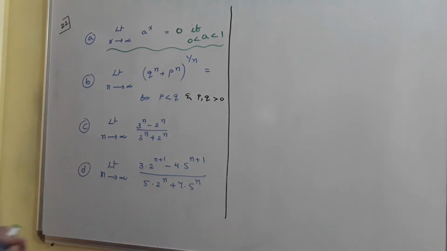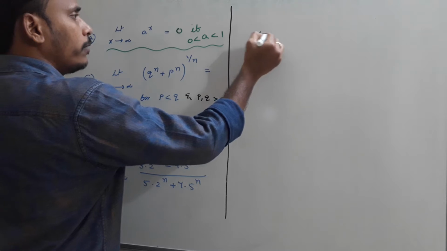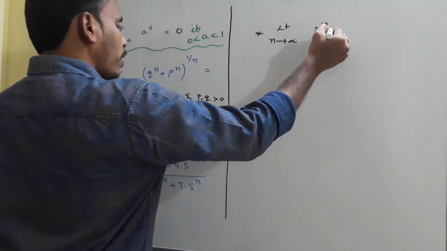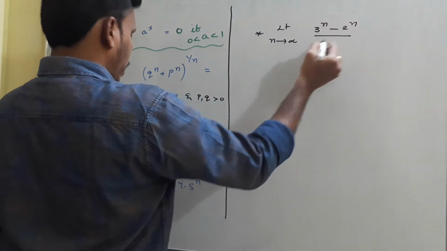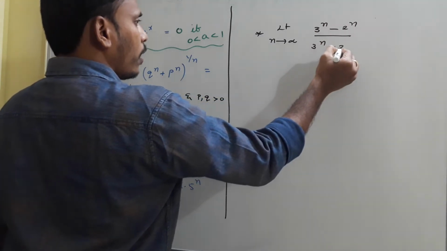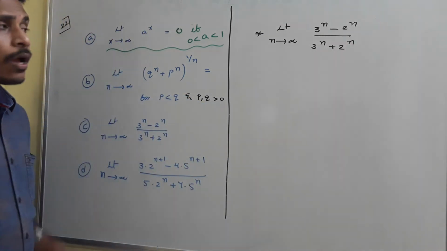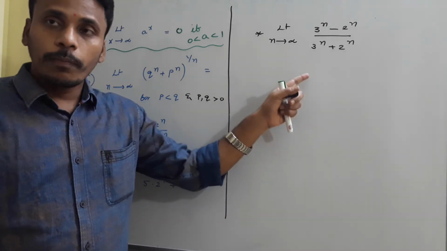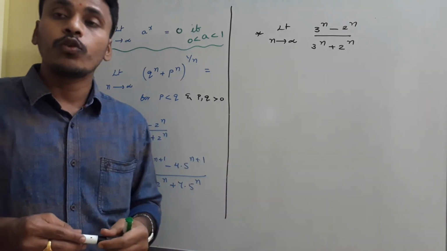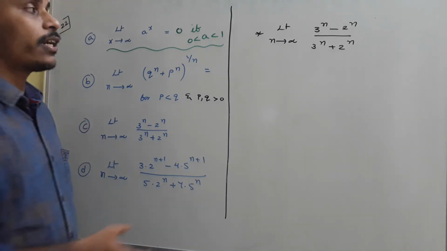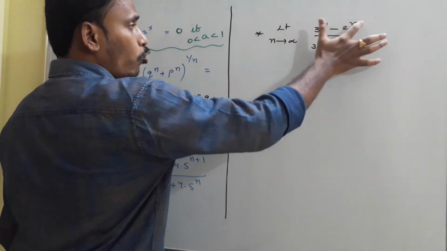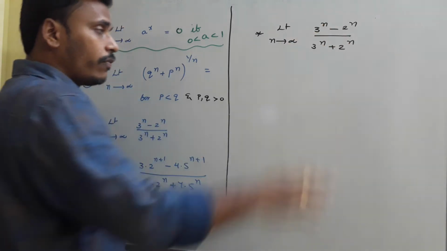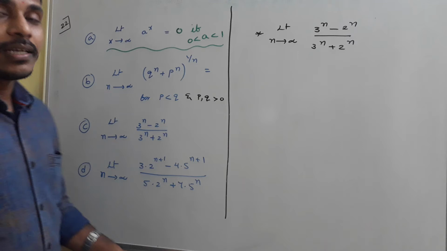So next one is limit n tends to infinity 3 power n minus 2 power n divided by 3 power n plus 2 power n. When you directly replace infinity in the place of n, it will give you an indeterminate form. How does it make it indeterminate? 3 power infinity, 2 power infinity, infinity minus infinity, and here it is infinity plus infinity. Everything is indeterminate actually.